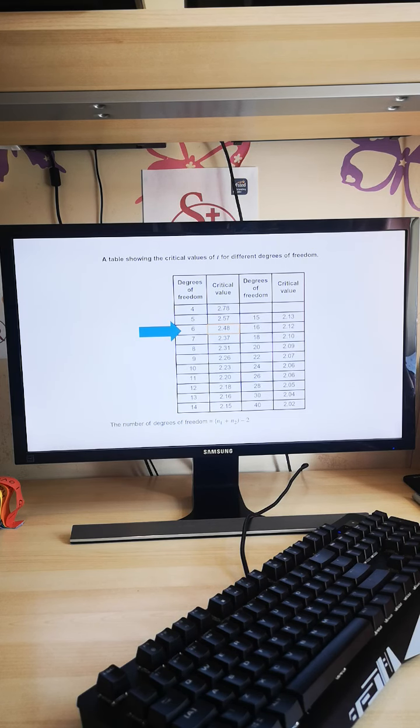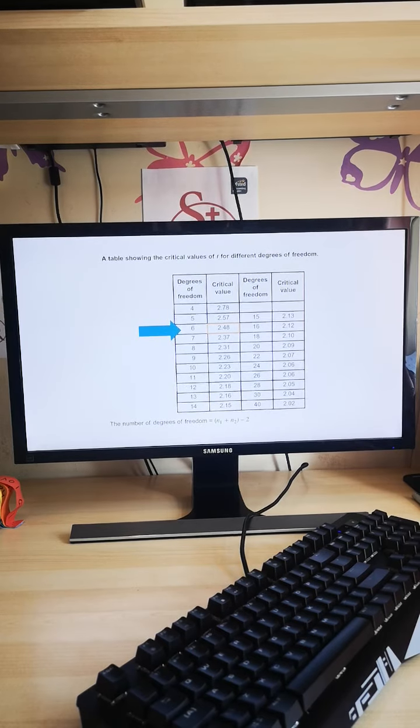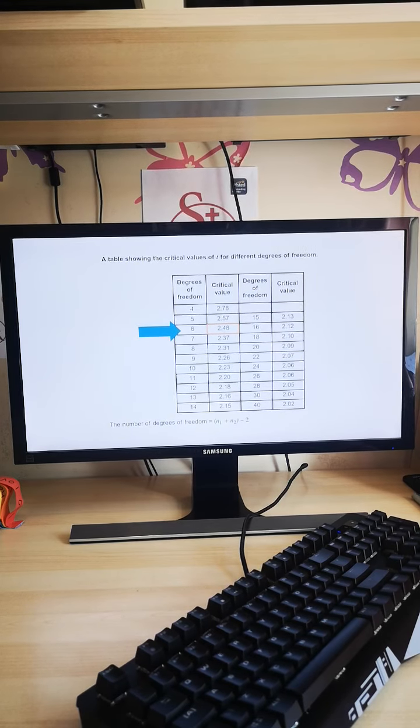So that is dependent on how many repeats are done in the experiment. So it's not always the same. So you need to always calculate your degrees of freedom first and then look to the right place in the table. Okay, so 2.48 is our critical value.